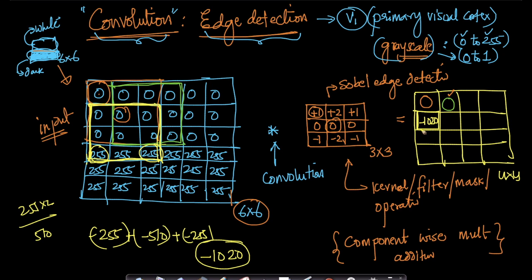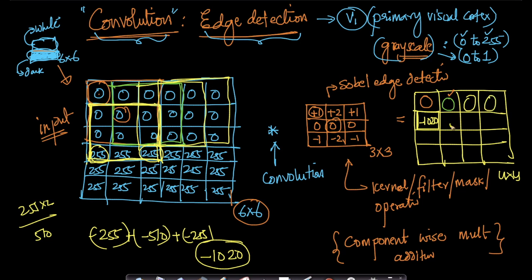Fair enough, very simple. Now let's look at this cell. What happens to this cell? This cell will be generated by using this matrix. All are zeros, so this will also be 0. What about this cell? You take this 3 by 3 matrix and perform convolution on this 3 by 3 with this matrix. You again get 0. Right?